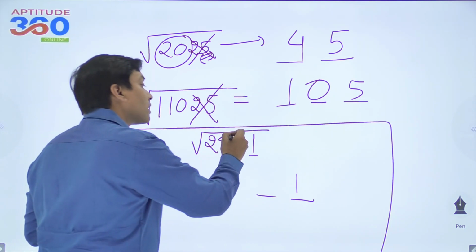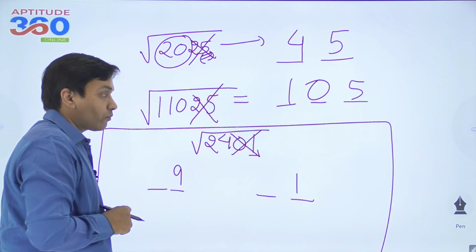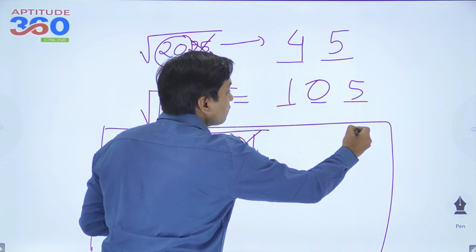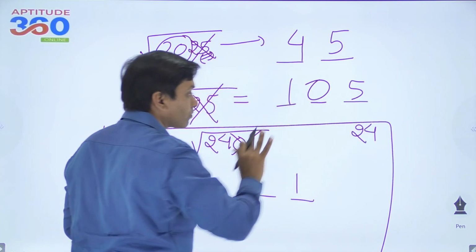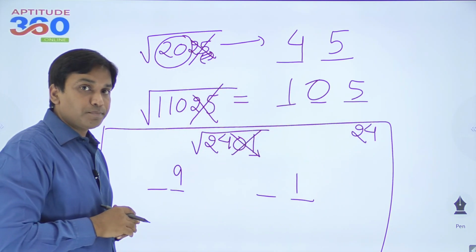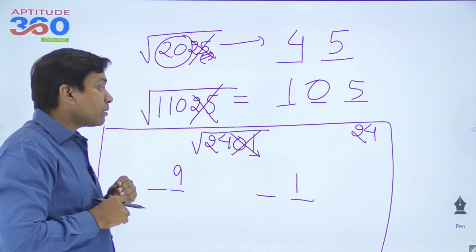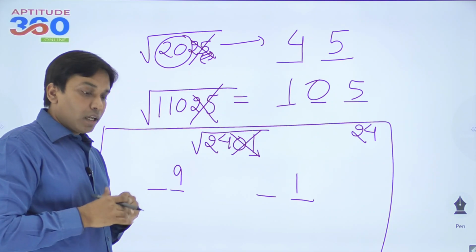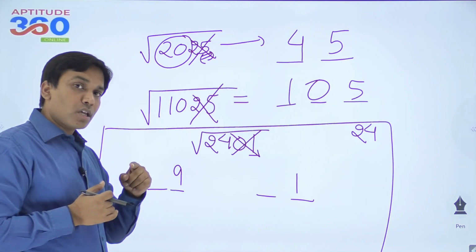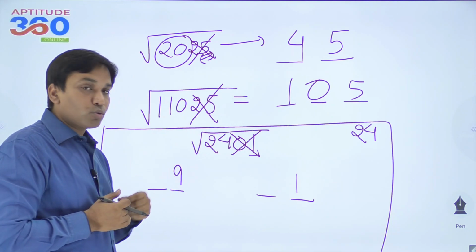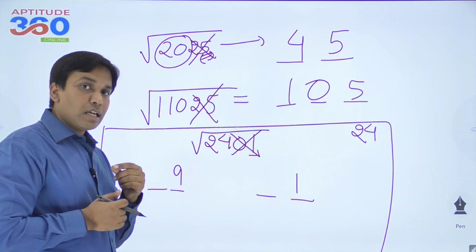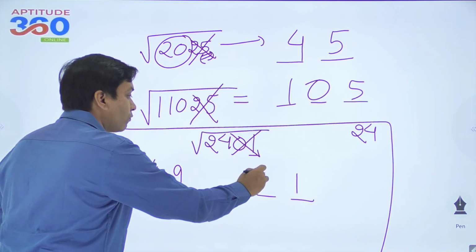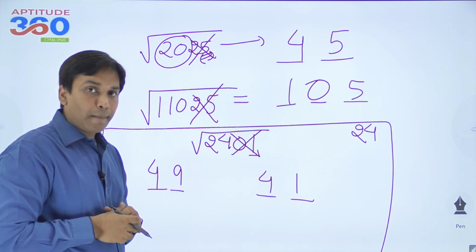Now, discard these two numbers. And the moment you discard these two numbers, what are you left with? You are left with 24. Is that okay? What is the perfect square number which is just less than 24? It is 16, because 25 is bigger than 24. 16 is the square of 4. So the number will be either 49 or 41. Do you understand what I am trying to say?